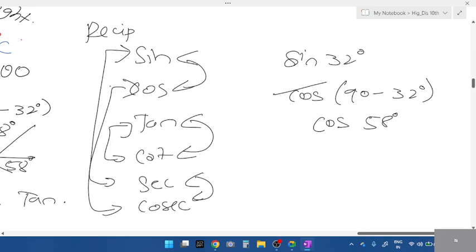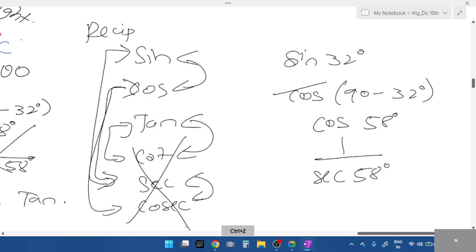For reciprocal, look at the left hand side. What is the reciprocal for cos? Sec. 1 by sec 58 degrees. Do we have any table for cot, sec, and cosec? We don't have any table.